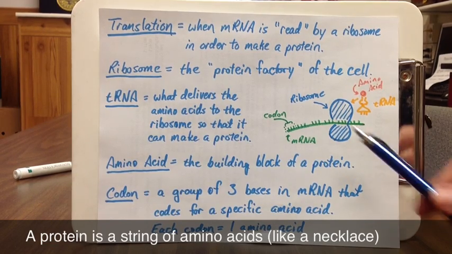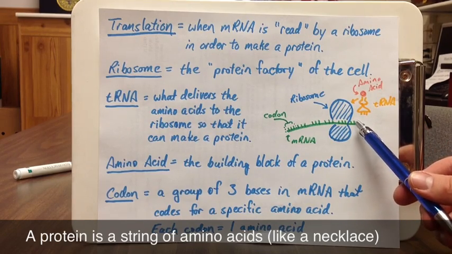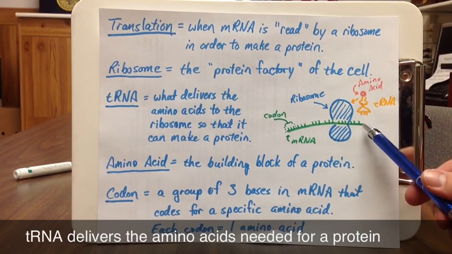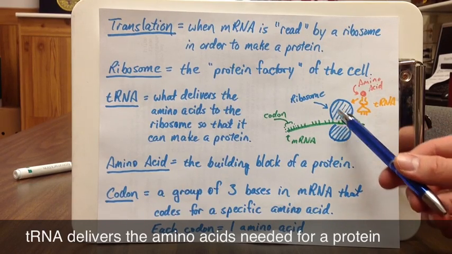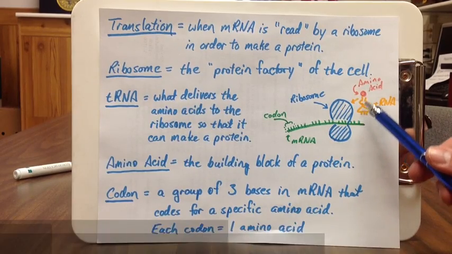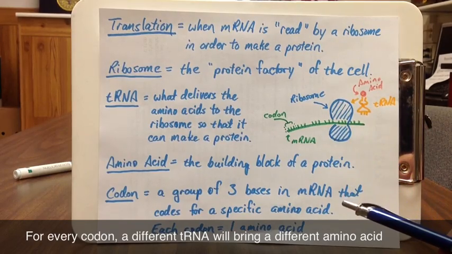To do that, mRNA is read by a ribosome. For every group of 3 bases, or codon, tRNA or transfer RNA will deliver an amino acid. Every group of 3 bases will be read by the ribosome, and for every group of 3 bases, tRNA will deliver an amino acid until we have a string of amino acids that makes a protein.